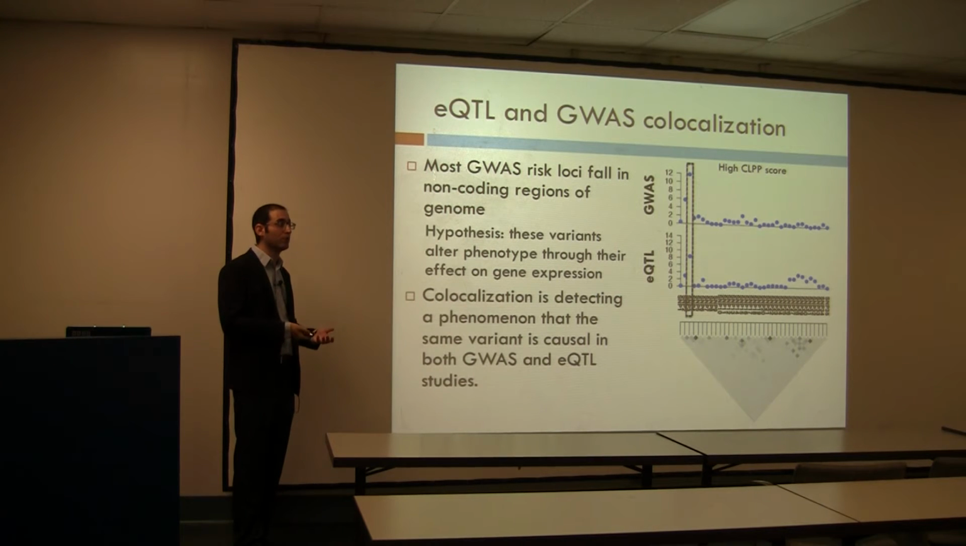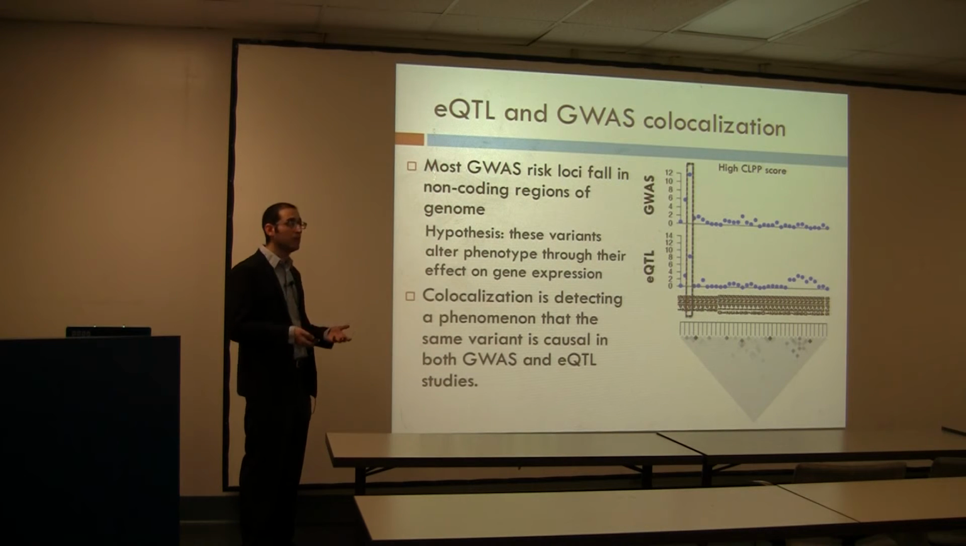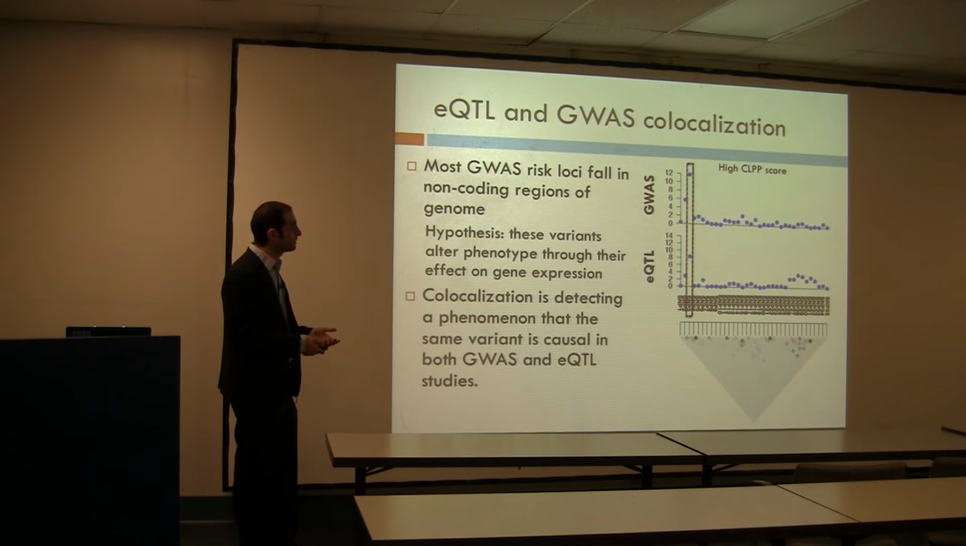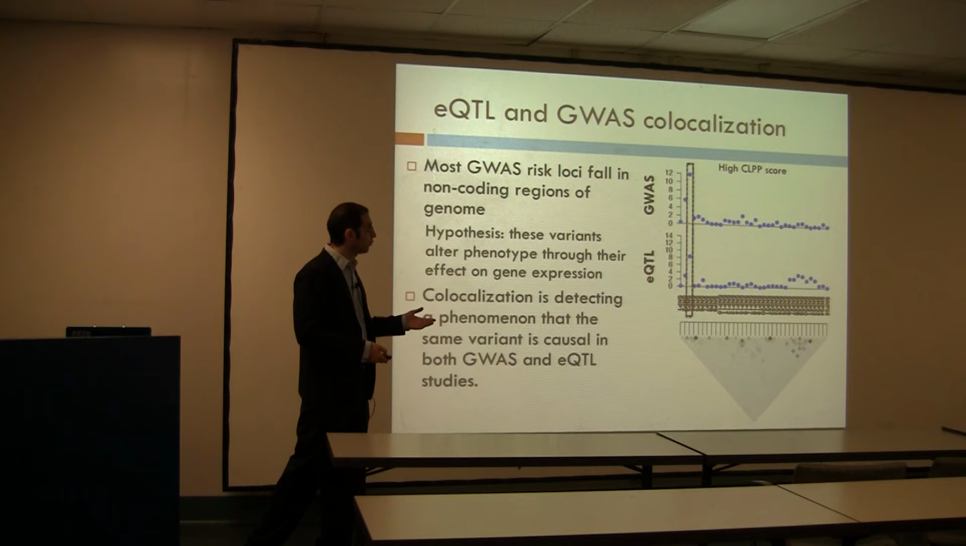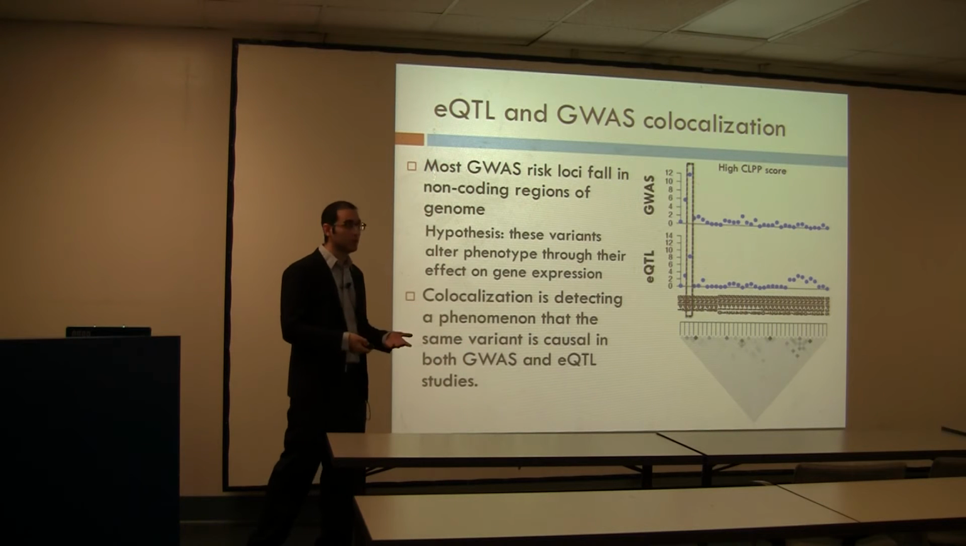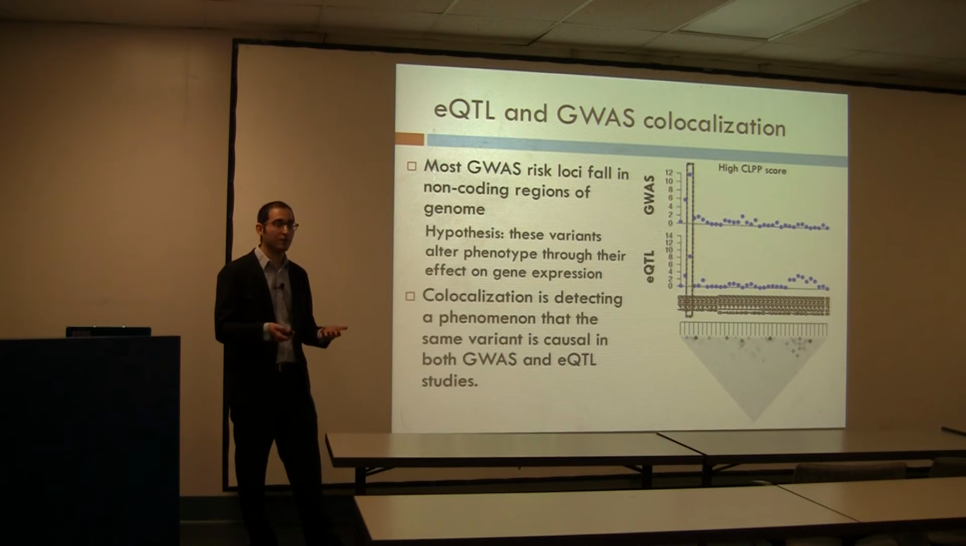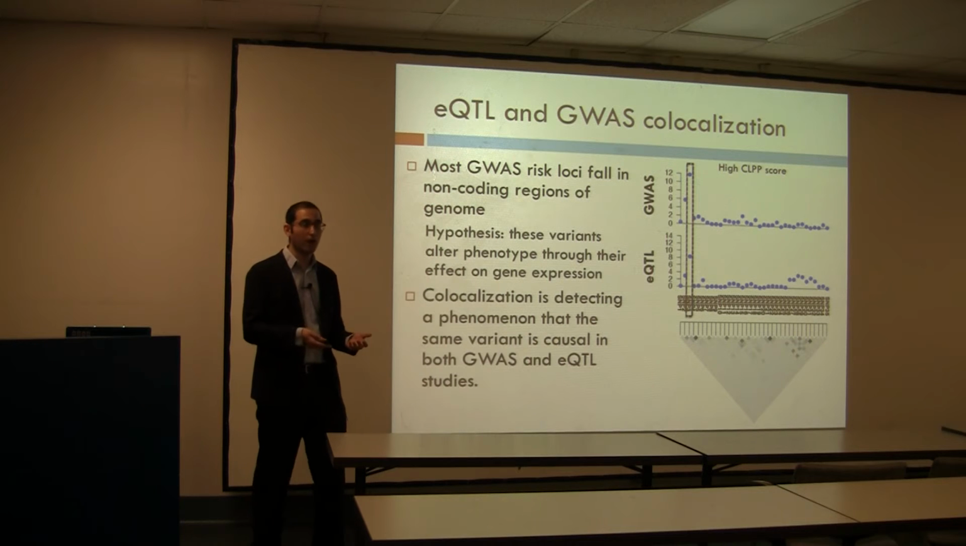Can we compute the probability of the same variant being causal in a GWAS and an eQTL study? We refer to this probability as CLPP, the colocalization posterior probability. Here I'm just showing a simple example. You can see the LD is very sparse, and I want to compute the CLPP for this variant. The significance score is very high for both eQTL and GWAS, so we have high confidence that this variant should be causal in both the GWAS and eQTL. So we expect the CLPP score to be high.